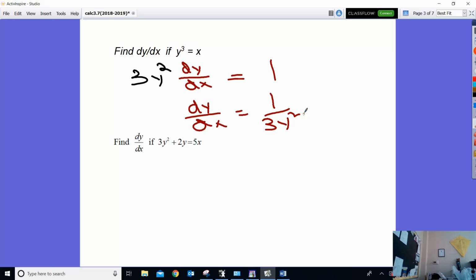Find dy dx if 3y squared plus twice y is 5x. So you actually have two things on the left with y's that you're going to differentiate. What's the derivative of 3y squared? 6y, and it wasn't x. Dy dx. Derivative twice y. Do what? Dy dx. Derivative 5x? 5.